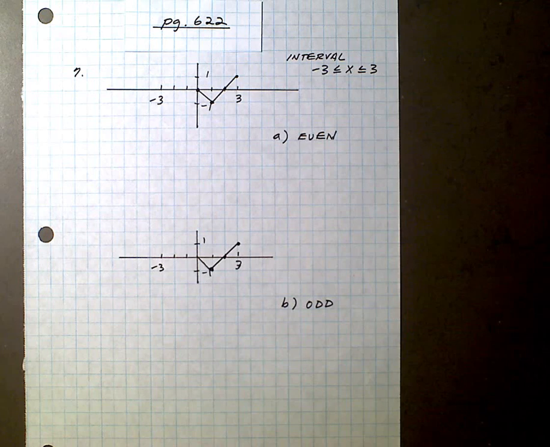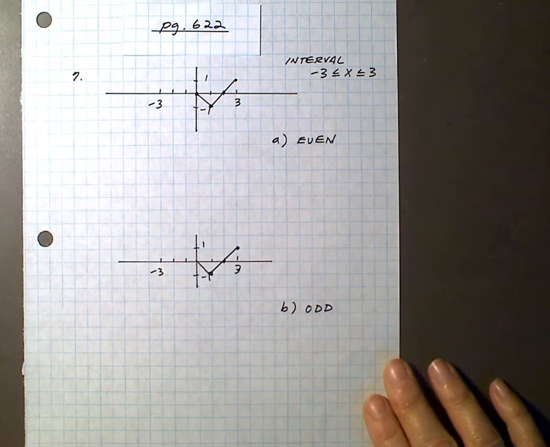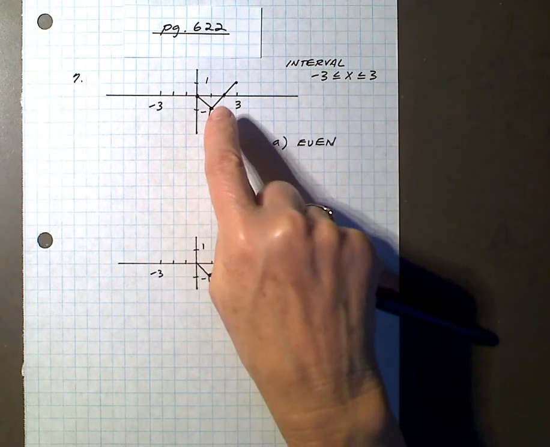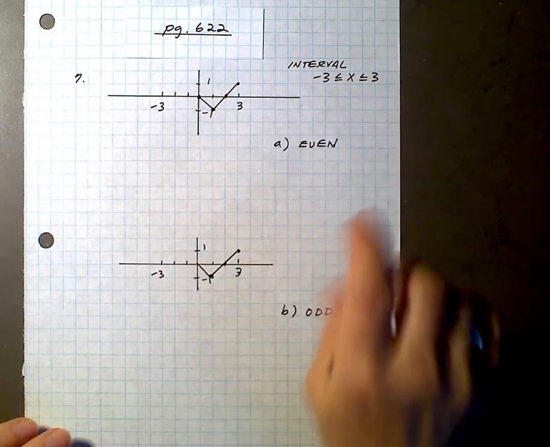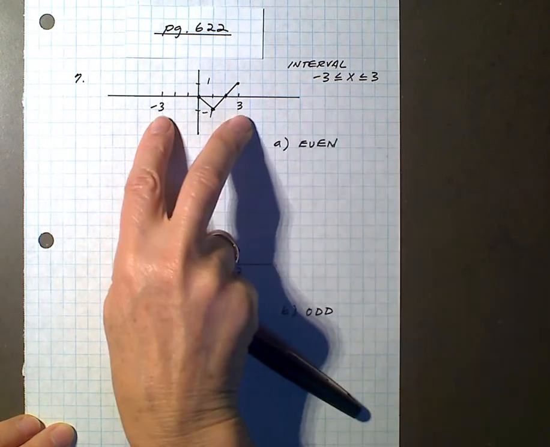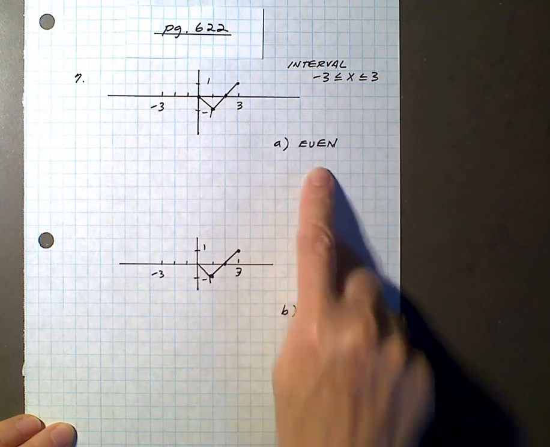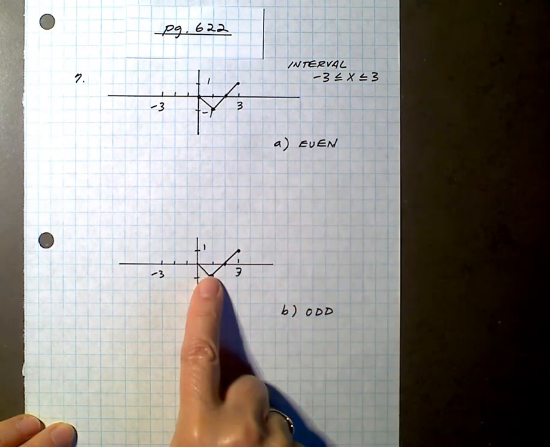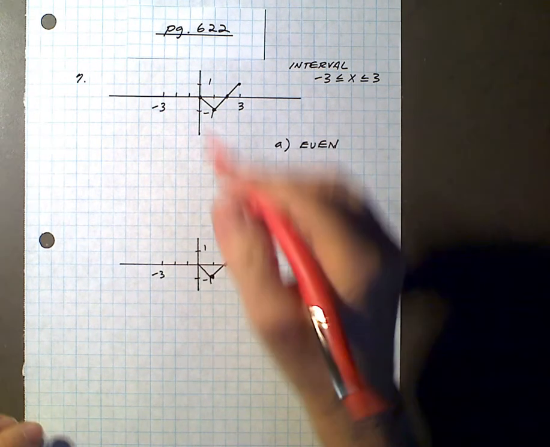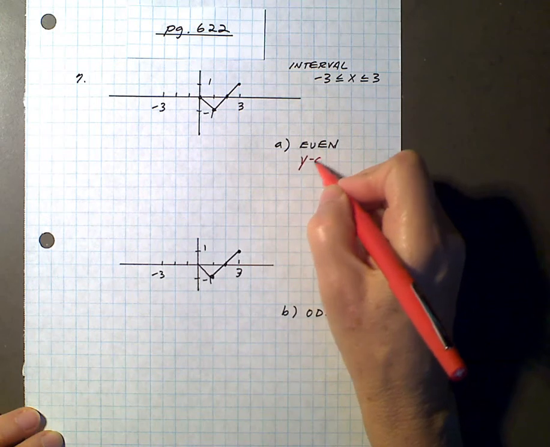This is exercise 7 on page 622, and in this exercise I'm given a little graph right here, and I have to finish the graph in the interval -3 to +3, so in this interval right here, first if this is an even function, and then secondly finish the same graph if it's an odd function. So in red I'm going to add, if it's an even function, of course, I'm going to have y-axis symmetry.